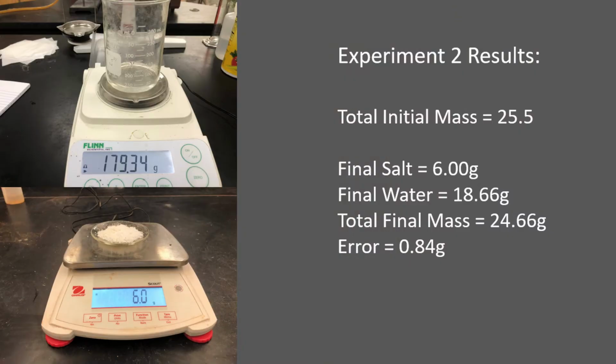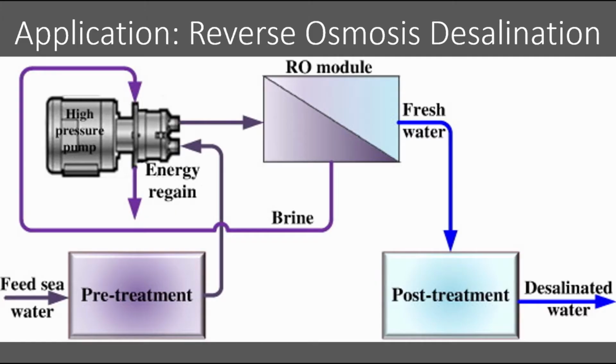We then recorded the mass of the condensed water and the solid salts left behind and summed them up to get our final mass. As you can see, our final mass was 24.66 grams and our initial mass was 25.5. We lost 0.84 grams due to vapor escaping our setup.